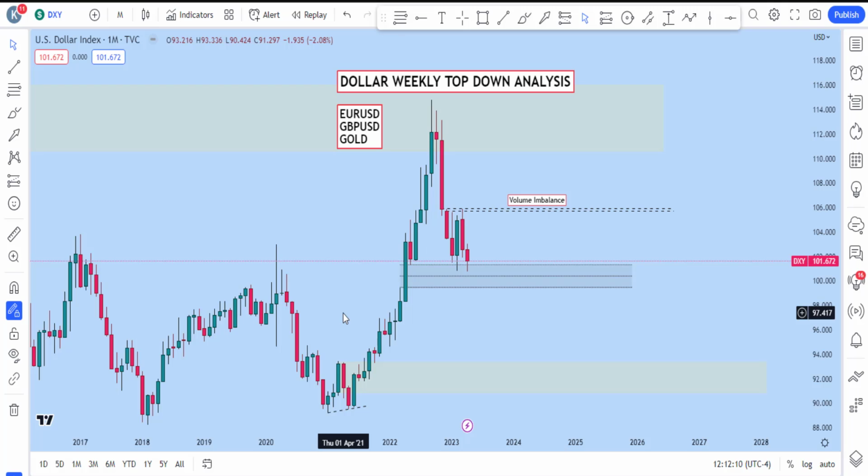And today is Sunday, which means tomorrow Monday the markets will be open. That's why we need to do this to have an idea of what may unfold for the week. You can find dollar index on TradingView by simply typing DXY. It is basically an index that measures the strength of the United States dollar. So let's get into this top-down analysis.